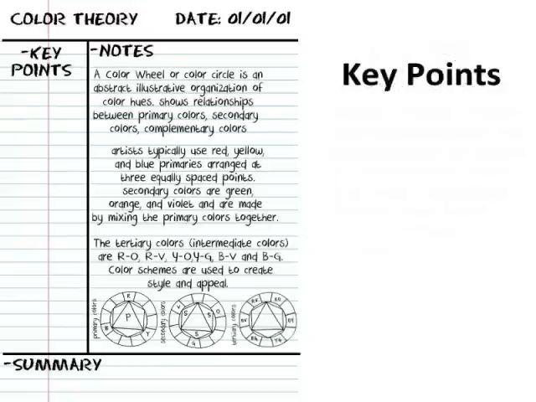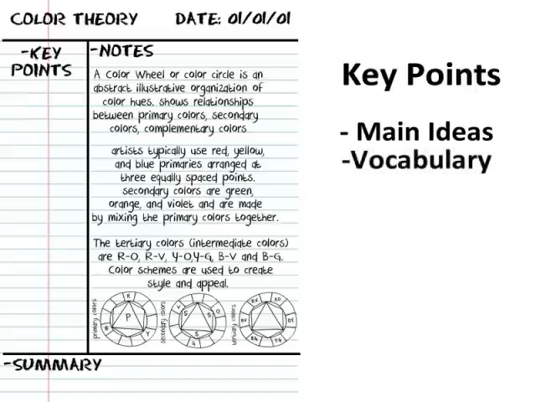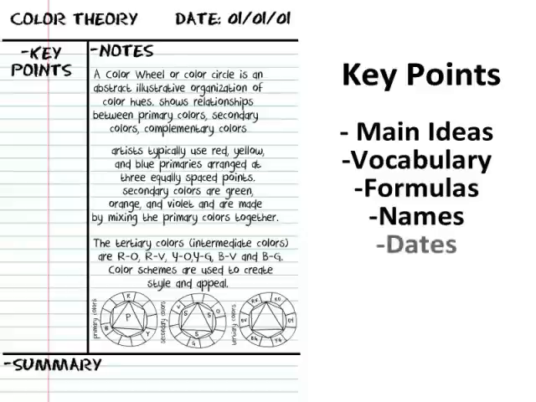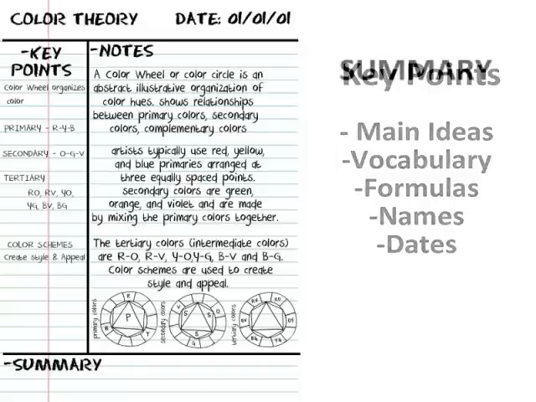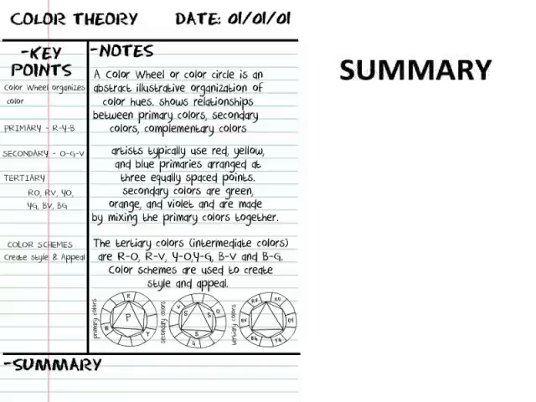Key points go in the left-hand column. They cover the main ideas behind the lesson or lecture. Important vocabulary, formulas, names of important people, and important dates. This student goes through the notes and picks out the most important information that they think is pertinent to the lecture. You can also use shorthand and abbreviations here, but make sure that you know the meaning for when you study them later on. Let's move on to the summary section.